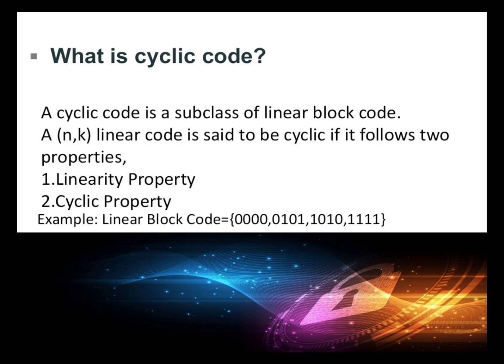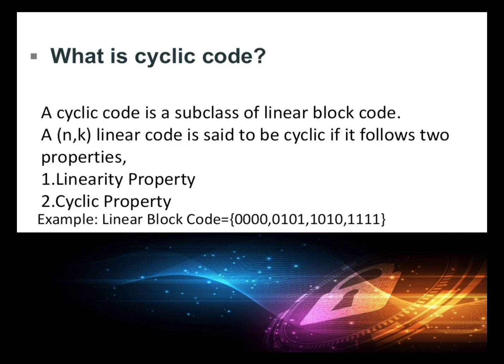Coming to the cyclic code, an (n, k) linear code is said to be cyclic if it follows two properties, that are the linearity property and the cyclic property. In the linearity property, there are three conditions. The first one is that the all-zero word is a valid code word. It means 0000 is also a valid code word.